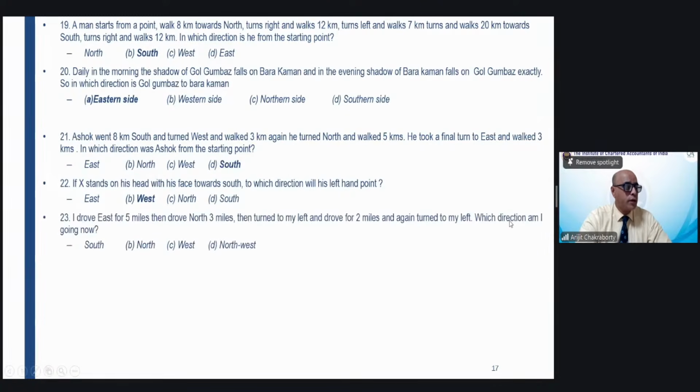If X stands on his head and with his face towards the south. Okay, so doing a, what do you call it, Shirshasana. Some of you might be doing asana, okay, yoga. So maybe Shirshasana. So you are standing on your head with your face towards the south, and your legs are up. Which direction will his left hand point?